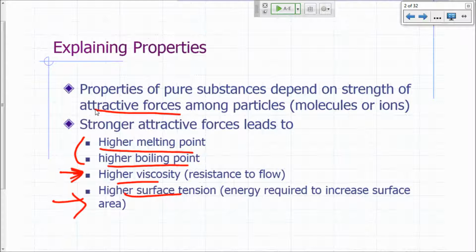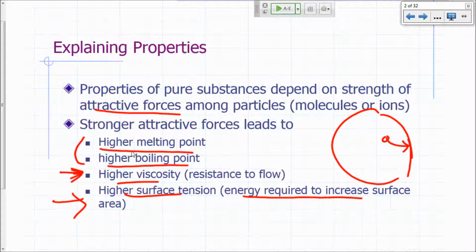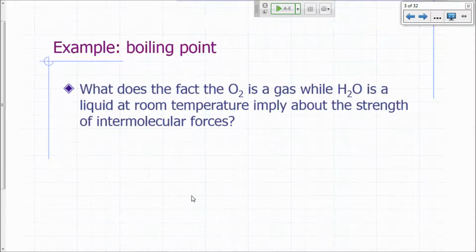Higher viscosity is also associated with attractive forces. Surface tension has to do with increasing the surface area of your sample. That requires movement of molecules from the bulk to the surface, and anytime you move molecules from the bulk to the surface, that also requires energy. So surface tension is in fact defined as the energy required to increase the surface area. So again, that involves overcoming forces of attraction among the molecules. Stronger attractive forces would lead to higher melting point, higher boiling point, higher viscosity, and higher surface tension.